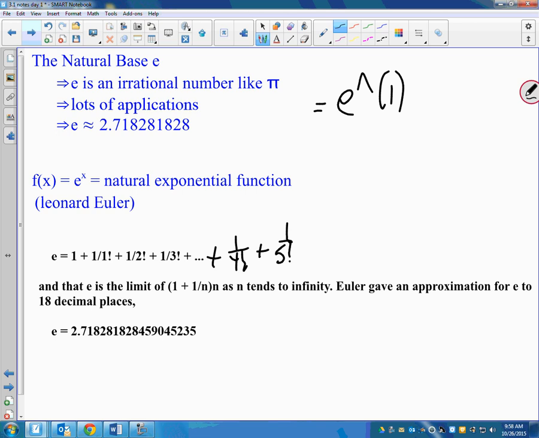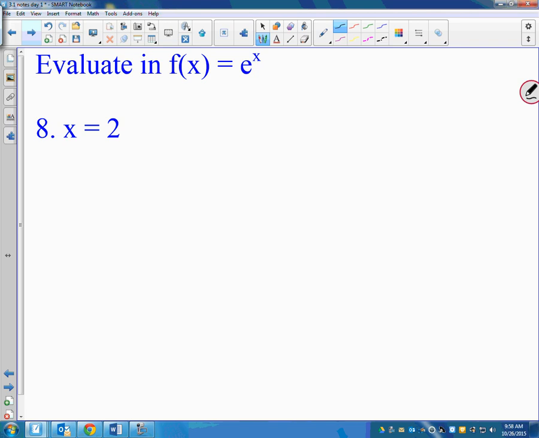Today, what are they going to have you do? They're going to have you use your calculator. So they're going to say evaluate E to the second power, which is just using your calculator. And again, rounding to the third decimal place. On my calculator, if I hit E squared, I get approximately 7.389.